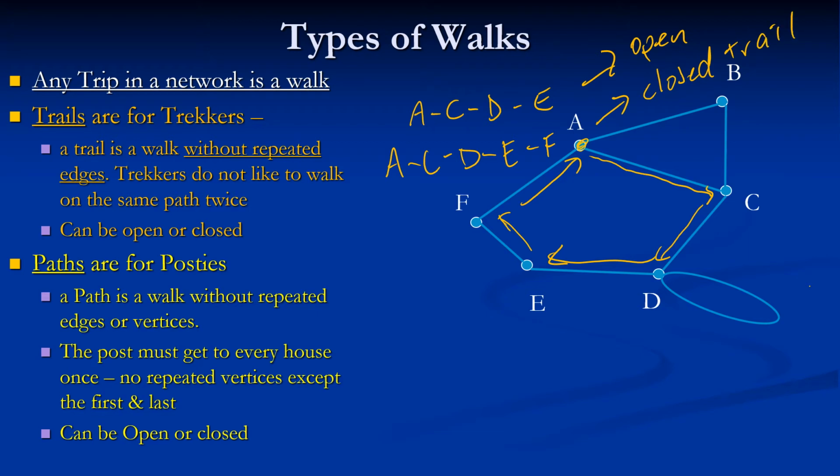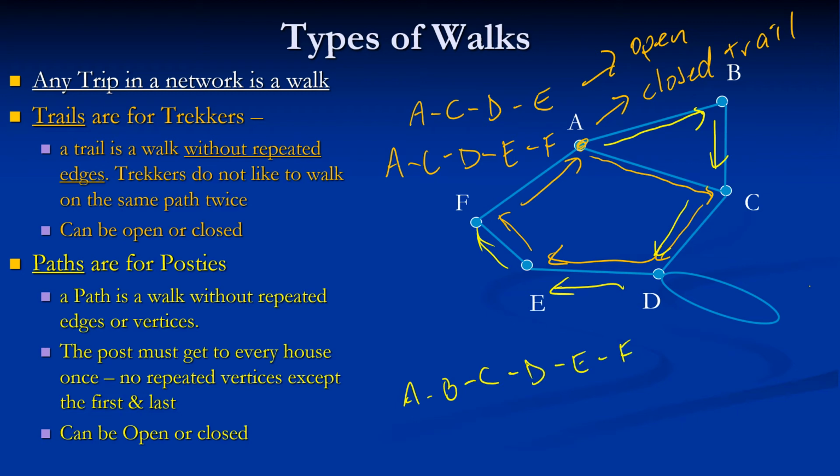If I want to think about paths, a path is a walk without any repeated edges or vertices. So you think about them more like posties. A postman might want to deliver to every house in the neighbourhood. So we might go A to B to C to D to E to F.